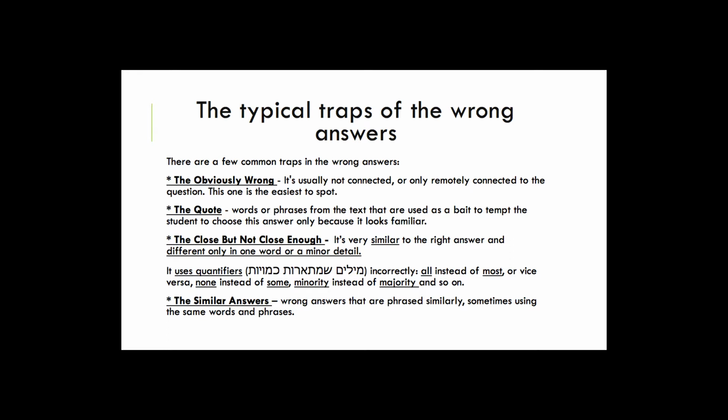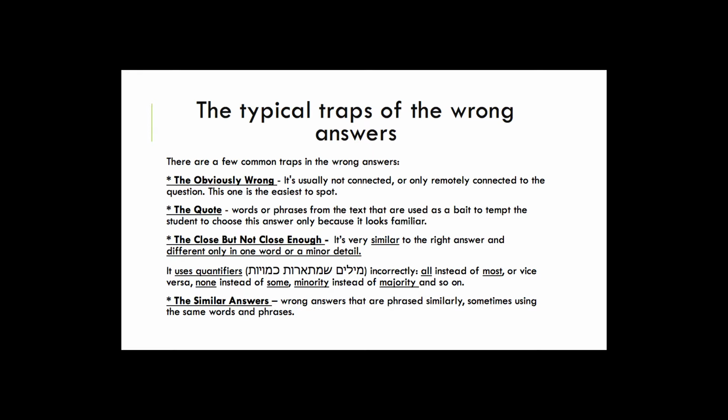Another false answer uses quotes, words or phrases from the text, to trap the careless reader who fails to notice that it's put in the wrong context. The familiar phrase is then used as a bait to tempt the student to choose it only because he saw it earlier in the text. The third kind of false answer uses the trap of close but not close enough, as I call it. This trap has 2 variations.